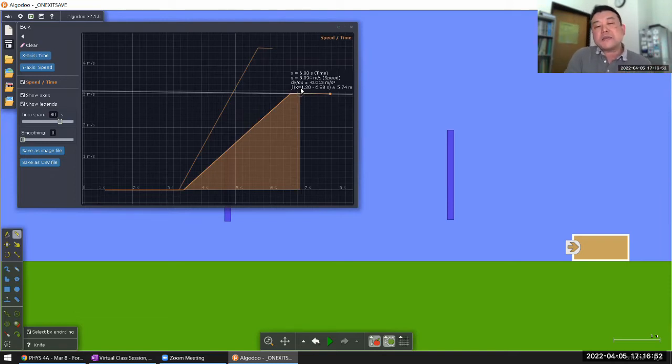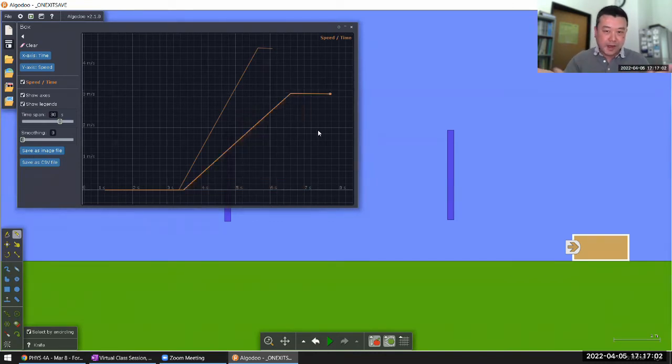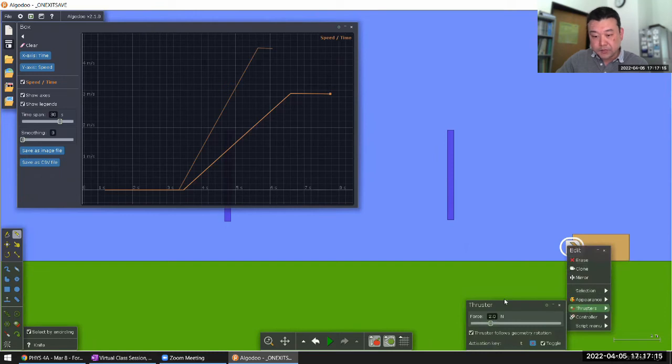Now, let me change the wording of the question slightly. So in the previous question, the hypothetical imaginary question, I had it set up so that the two different blocks are being pushed between these two endpoints over the same distance, pushing with the same amount of force by using this thruster.